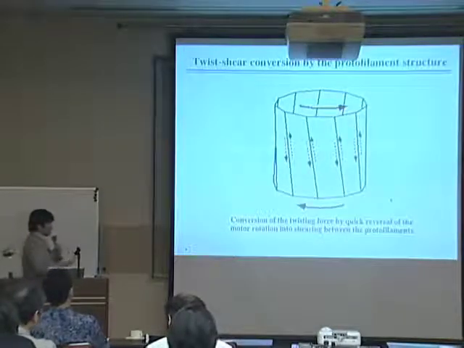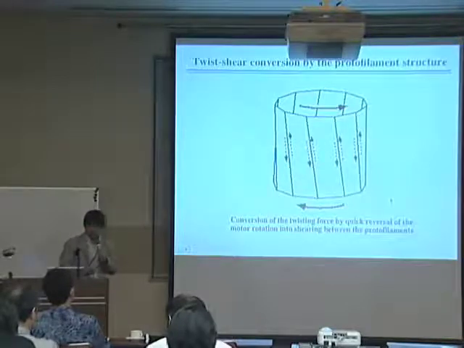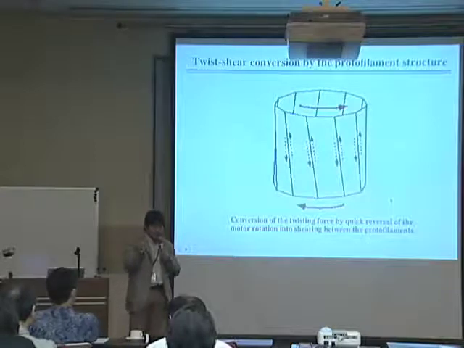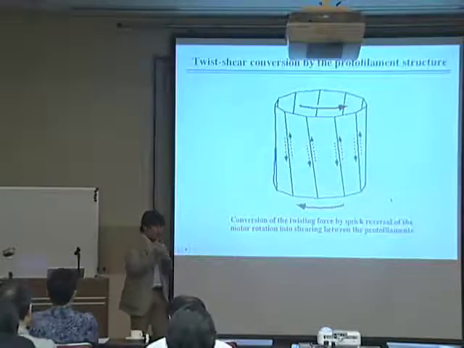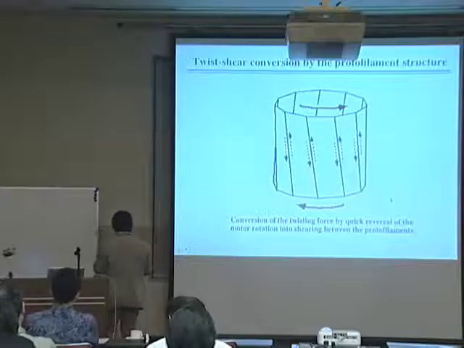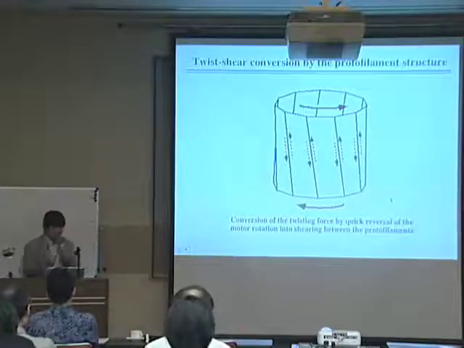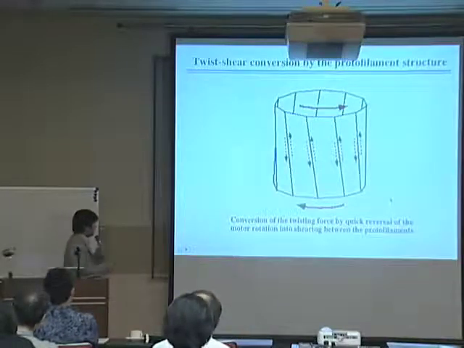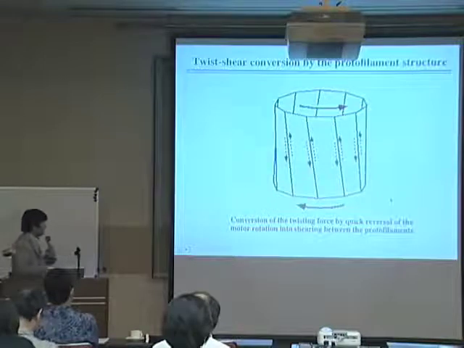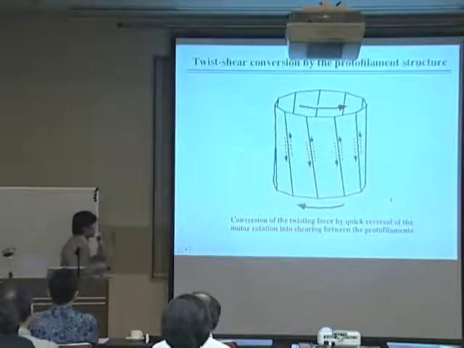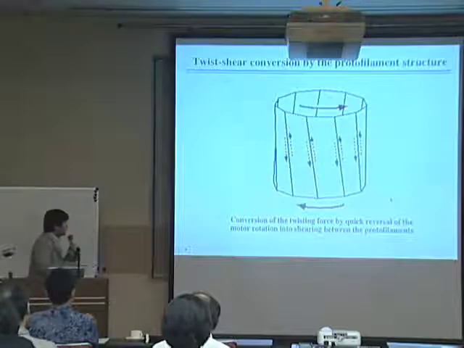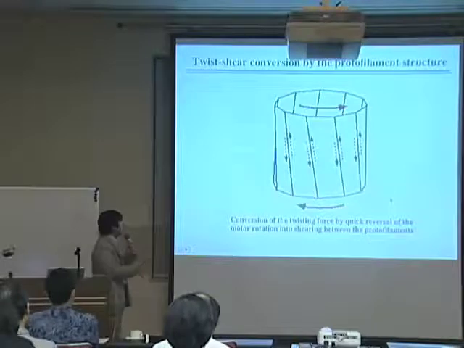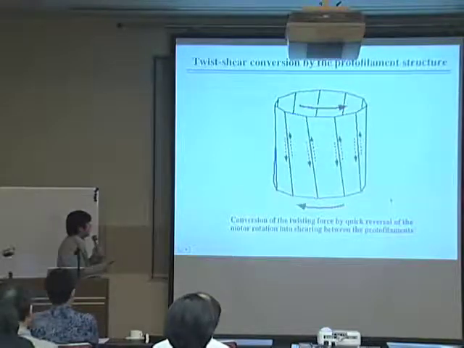So this type of switching actually occurs in response to the changing of the rotation direction. So what type of force is responsible for the conversion of these two conformation changes? Well, the quick reversal of the rotation, so making the twist first. And then probably this twist force is converted to the sliding force between the neighboring filaments.